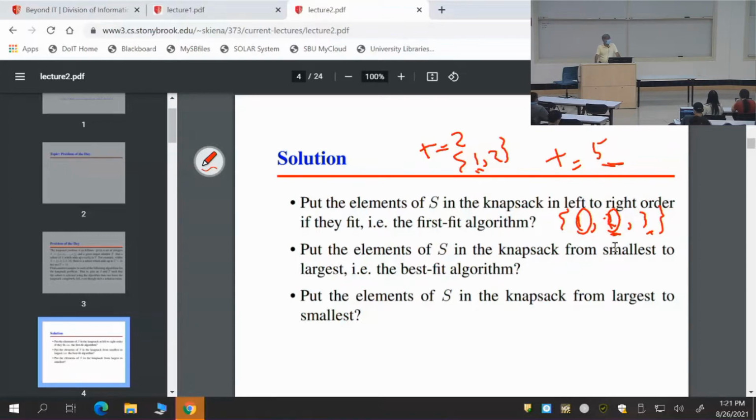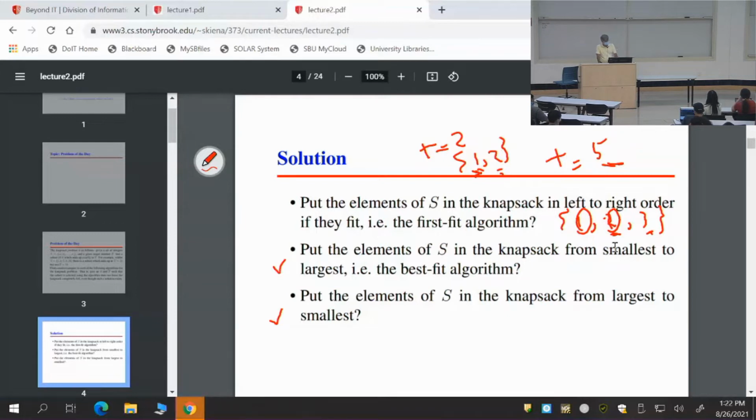Somebody, yeah? Same one works. Does everybody see? We put this thing in from smallest to biggest. Okay, and so this one also works to disprove that the best fit algorithm, putting them in from smallest to biggest, is going to work. What about if we put them in from biggest to smallest? Is there a counterexample to that?